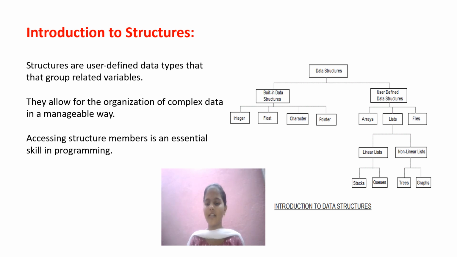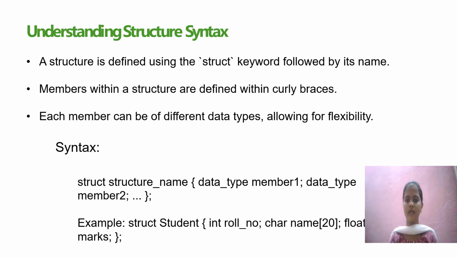When it comes to data structures, it is evolved into two kinds: the built-in data structures and user-defined data structures. Integer, character, pointers, and float come under built-in data structures, whereas arrays, lists, and files come under user-defined data structures. In the next slide, we discuss understanding structure syntax.